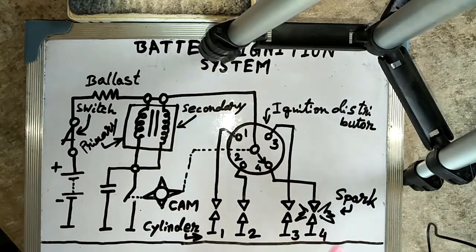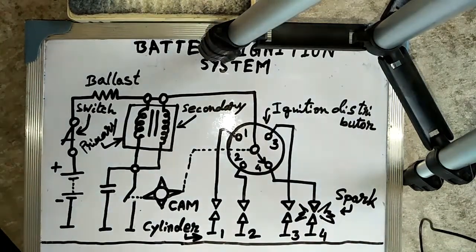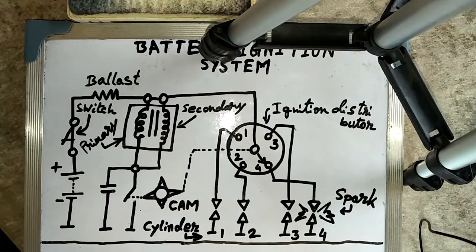Number 1 is the spark plug for first cylinder. This one is the spark plug for cylinder number 2. This one is the spark plug for cylinder number 3, and this one is the spark plug for cylinder number 4. So now the operating or the working principle of the battery ignition system.